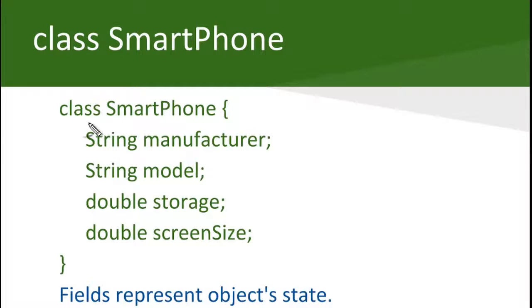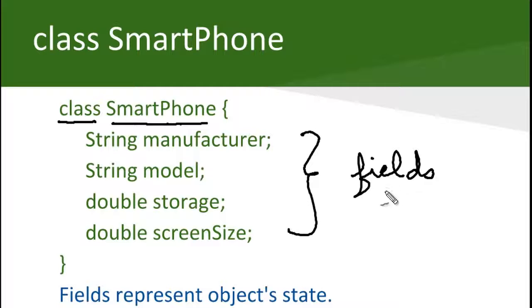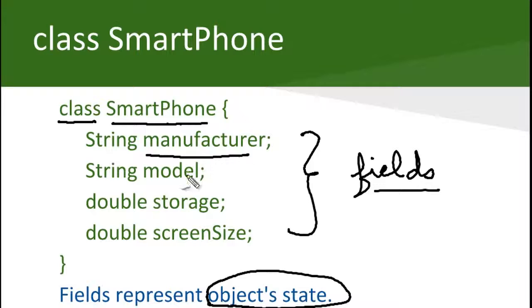Let us now write the code for the same, as in how it will look in Java. So we use the class keyword and we define the name of the class, smartphone. Now what you are looking at are fields, and these fields define the state of the object. So I have just taken 4 fields here, but there can be many, and for a class like smartphone there are many fields. So there is a string manufacturer, there is a string model, there is a double storage which tells the storage a smartphone has, and say a screen size.